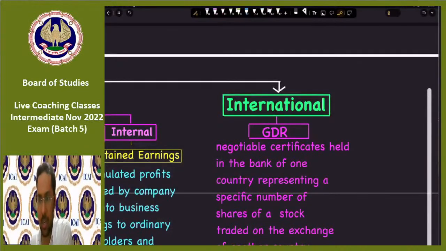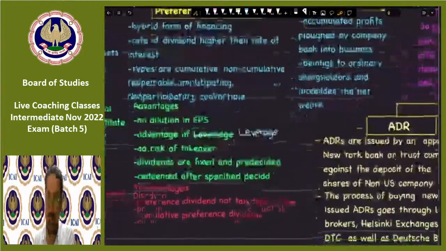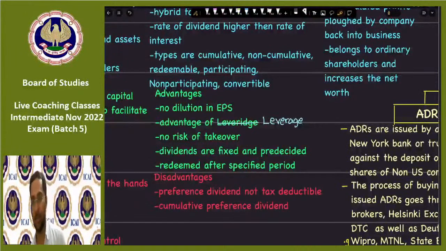Radhika, tax not deductible wala point. Tax not deductible means whatever preference dividend you pay is not considered as expenditure by the income tax department. Income tax law doesn't consider preference dividend as an expense. So your profit on which you have to pay the tax is before deduction of the preference dividend. Therefore, they say that it is not tax deductible.